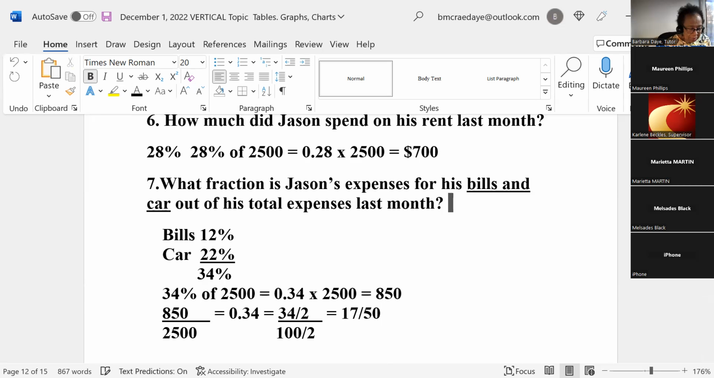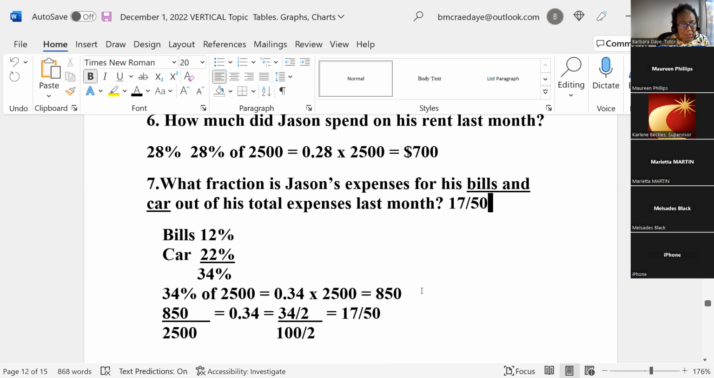The answer would be 17/50. Questions? Did you get that, Marietta? I didn't get it, but you got the 0.34. I get 34 over 100, right? Yeah, that's 34 over 100. And what you do is just reduce this to its lowest terms. 2 in the 34 is 17. 2 in the 100 is 50. Okay. Got it? Yeah.